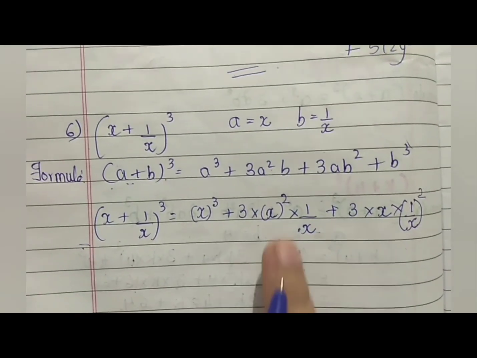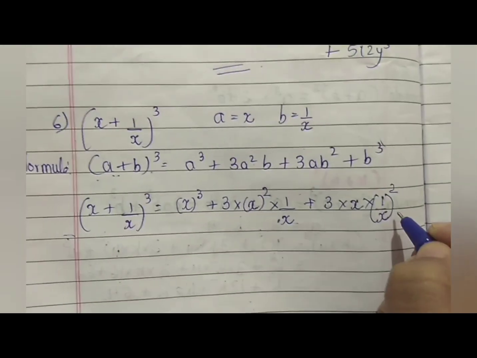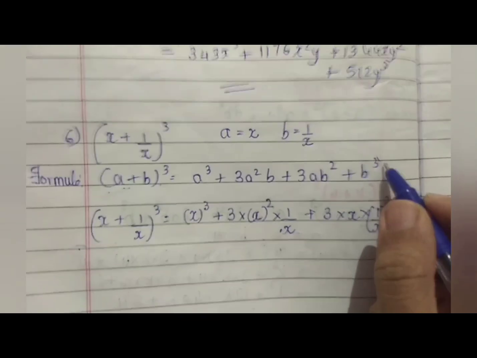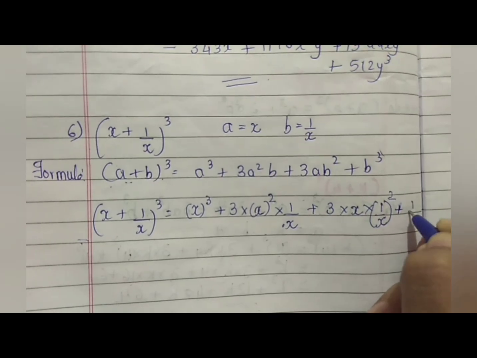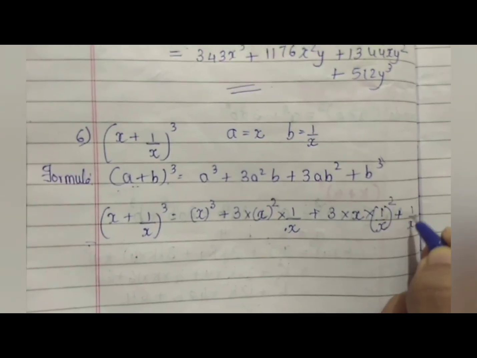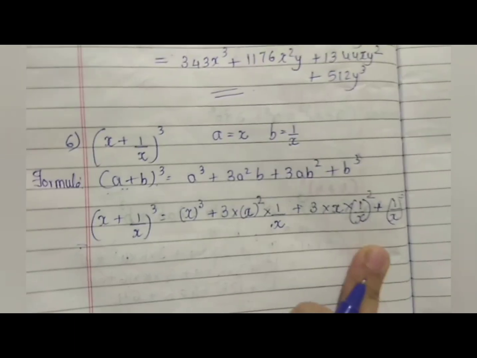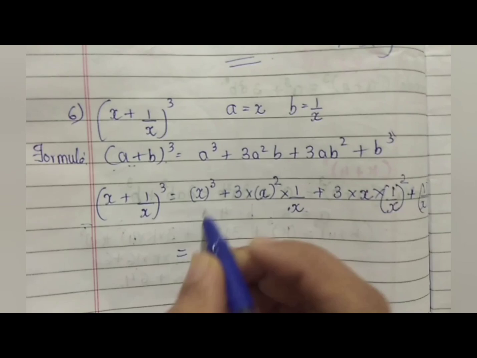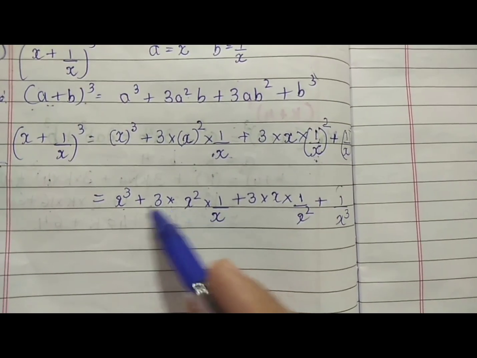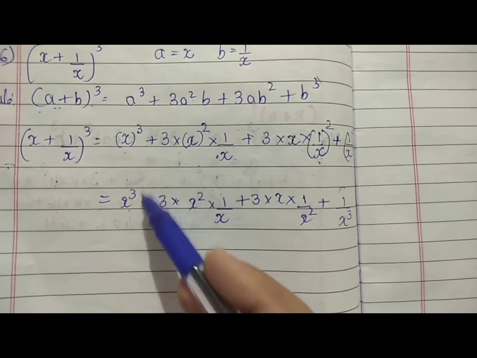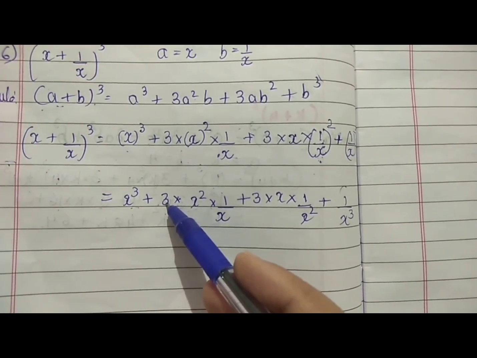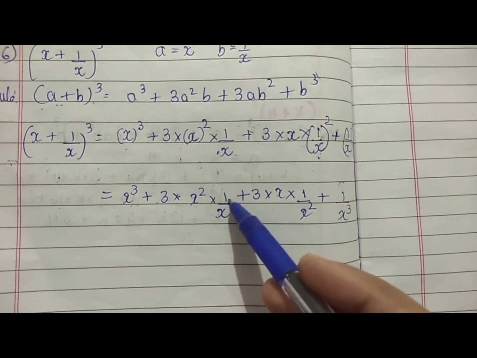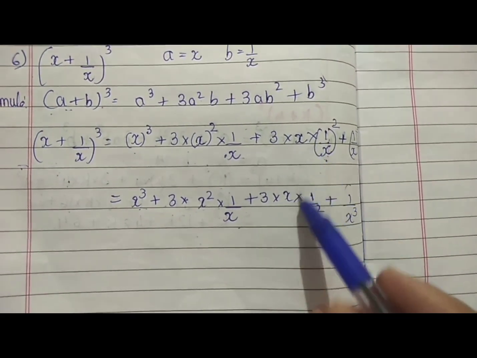So in the next step, we'll open the bracket and find out the square of these numbers, plus the last term b cube, that is the cube of this fraction. Okay, see, I have written. So now we'll open the bracket. x raised to 3 will give you x cube plus 3 into x square multiplied by 1 by x plus 3 into x.